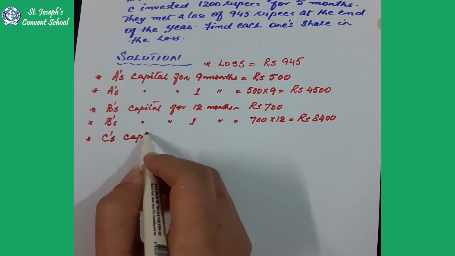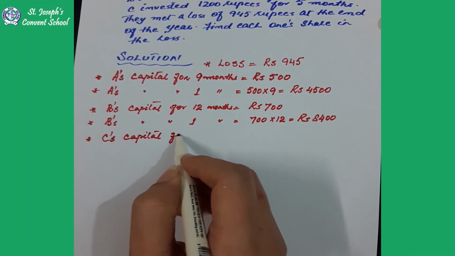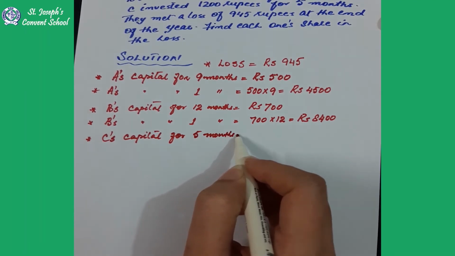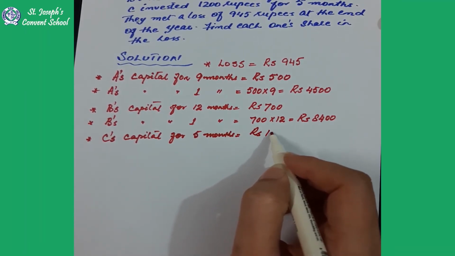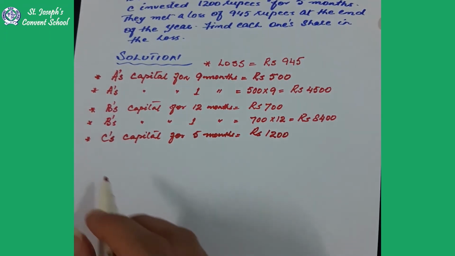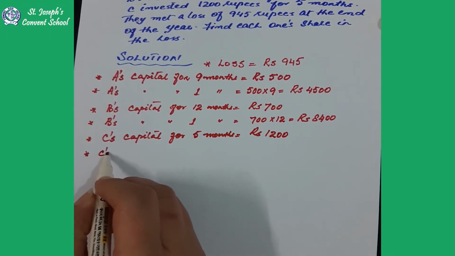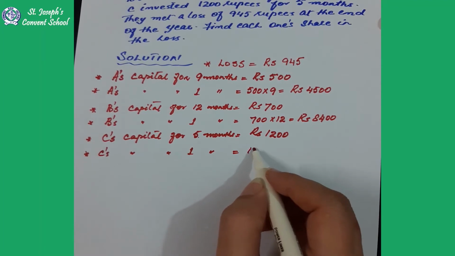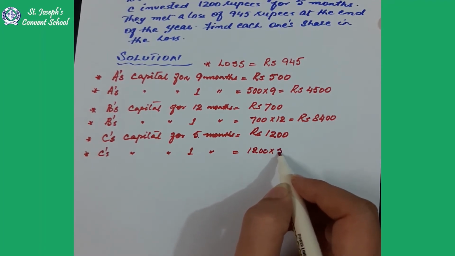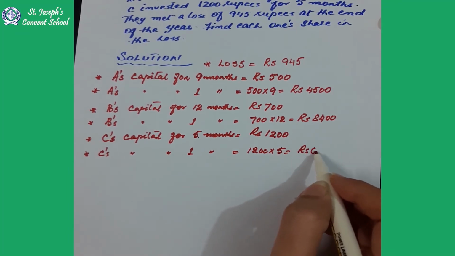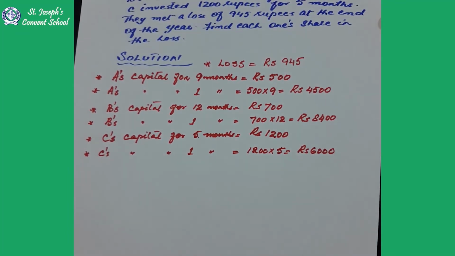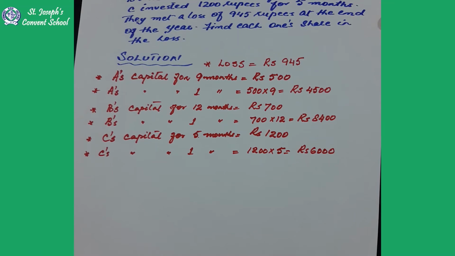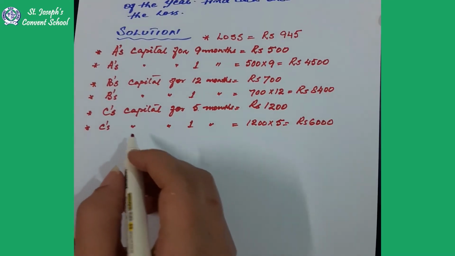Then next is C's capital. C's capital is for 5 months and amount is rupees 1200. Now same way you'll find it for 1 month. C's capital for 1 month, so we'll multiply 5 and 1200. 1200 into 5 is rupees 6000. Okay, so each one's capital for 1 month you have to find. Now you have to write it in ratio form. Let's write it in ratio form.